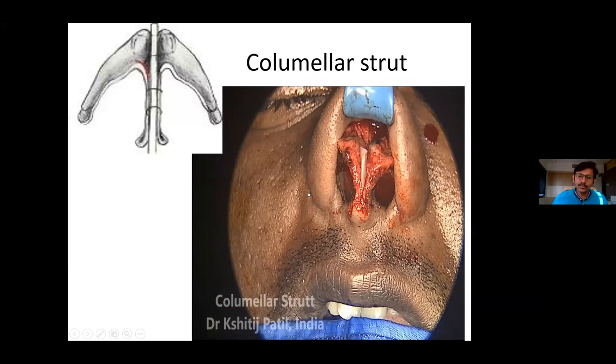Also, you can advance the medial crus. This columella strut should be a strong cartilage, and it should be a long cartilage, about 3 centimeters or so.